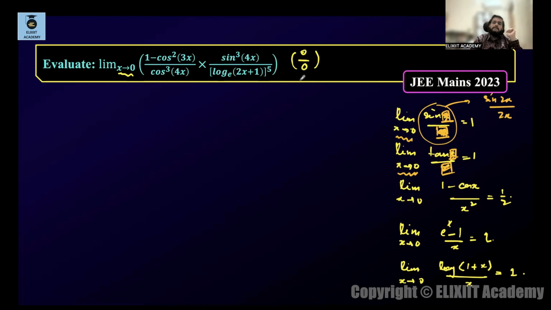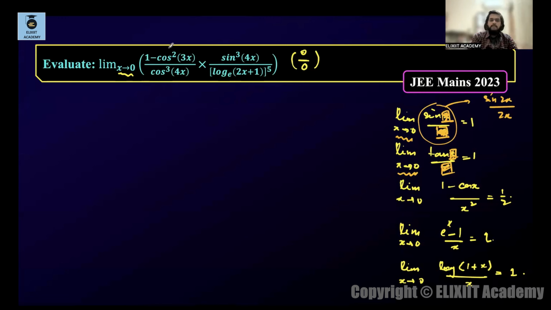So this is 0 by 0 form. First you need to check which form this limit question is based on. So it is 0 by 0 form. Once we are done checking the form, now we solve the question. Here we have the limit x tending to 0.